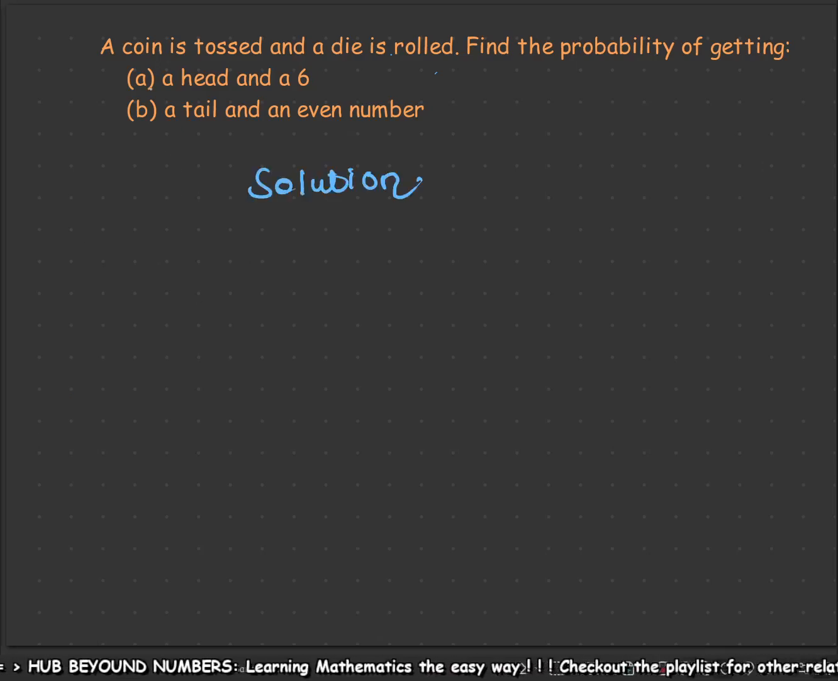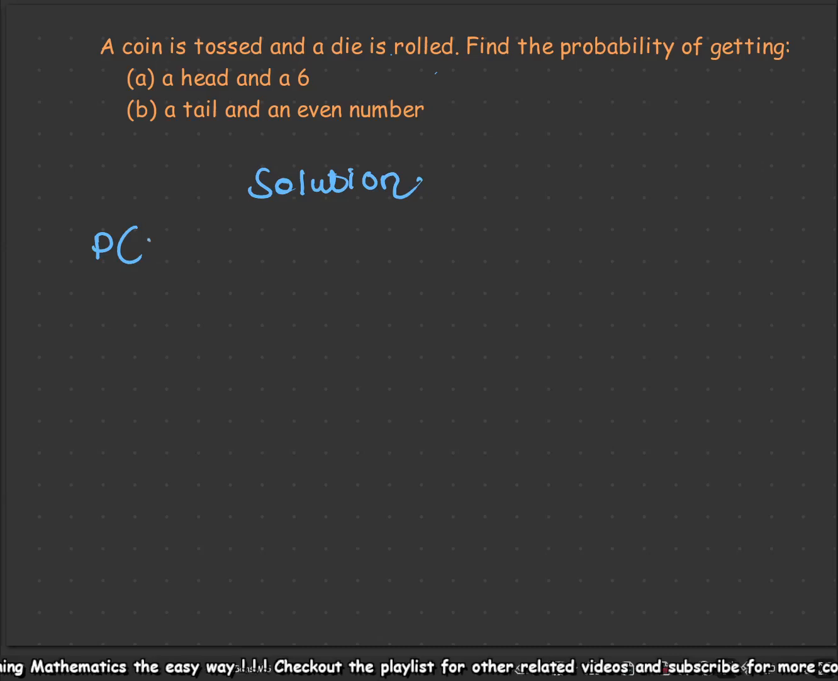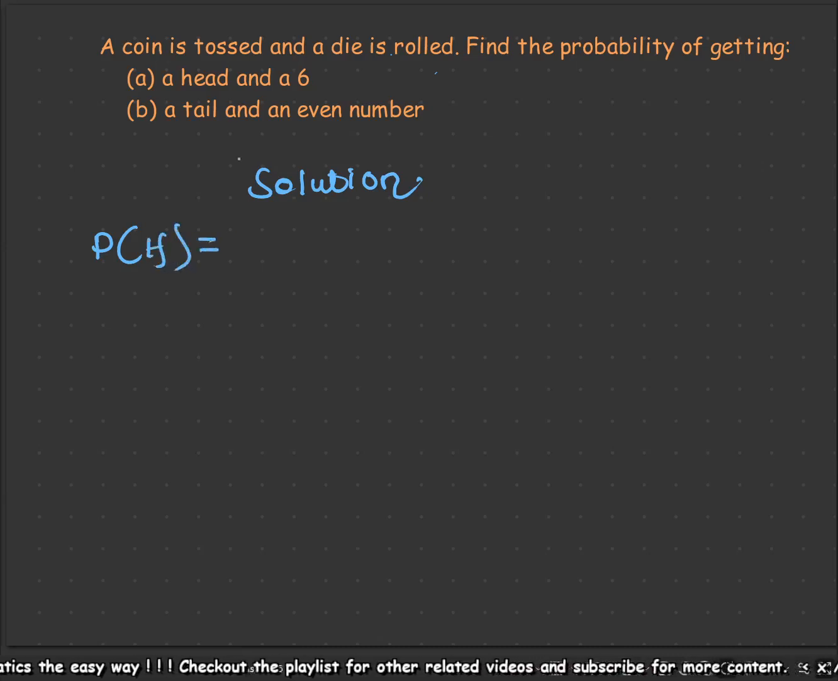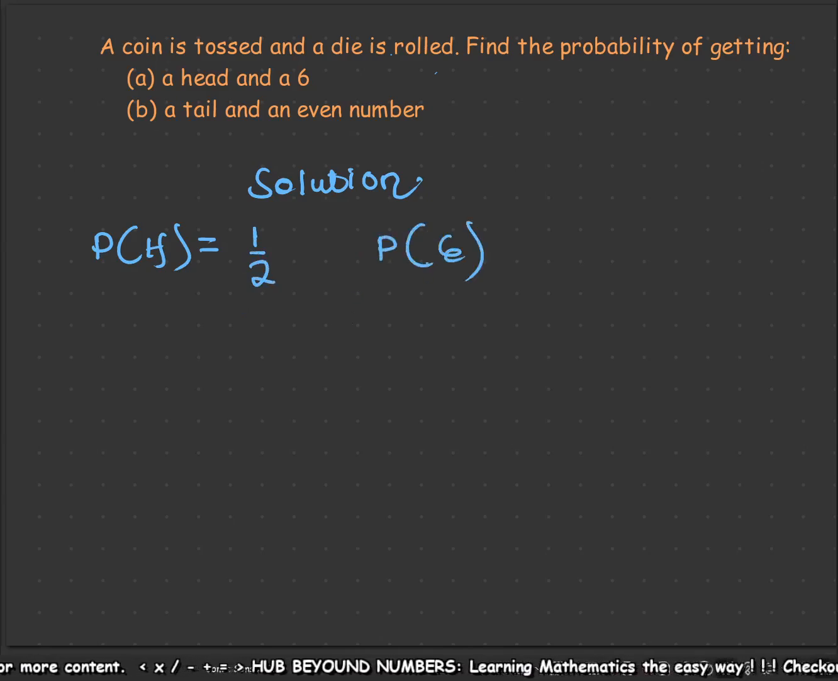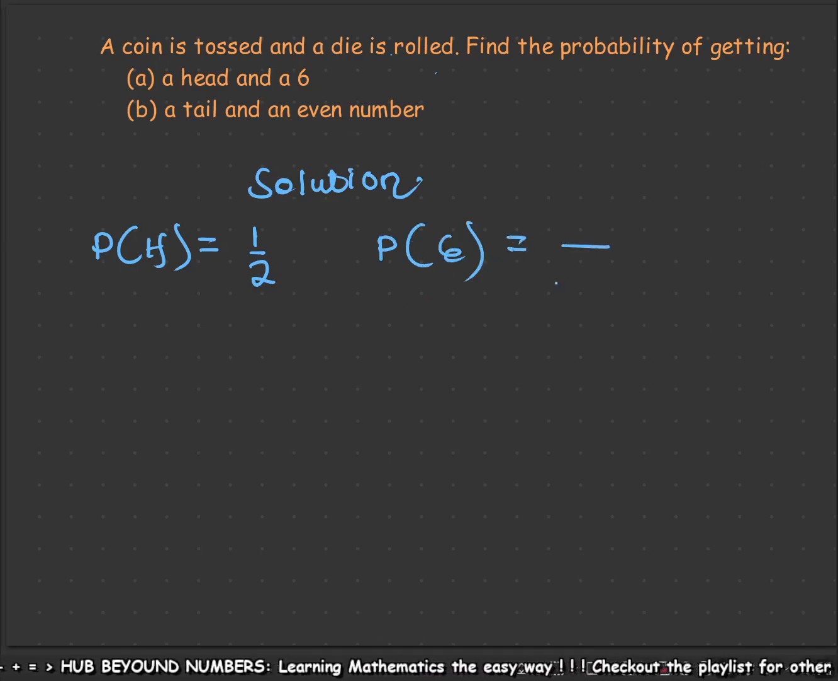For our solution, we first need to know the probability of getting a head. The probability of getting a head is equal to what? We know the sample space of a coin is head and tail, and how many heads do we have there? Just one. So that is 1 over 2. And then the probability of getting a 6: the sample space of a die experiment is 6, and how many 6s do we have there? Just one.